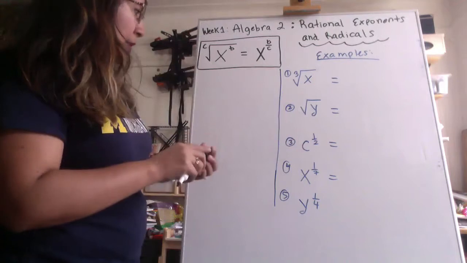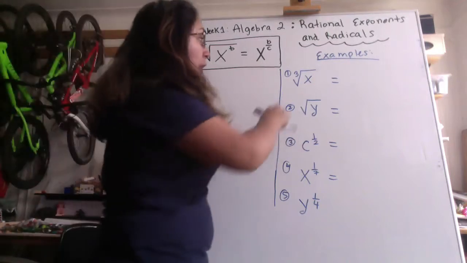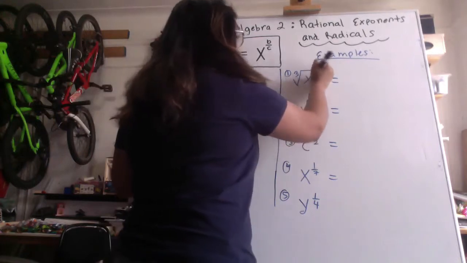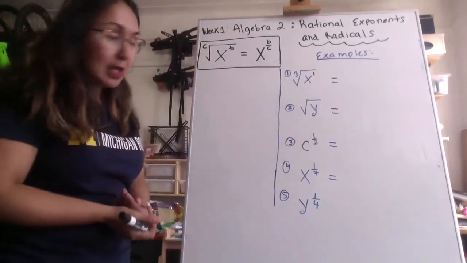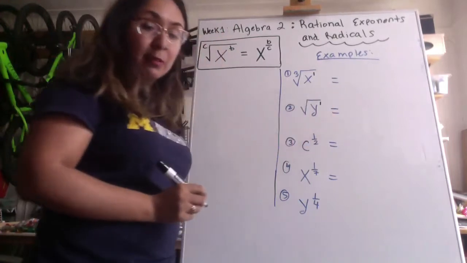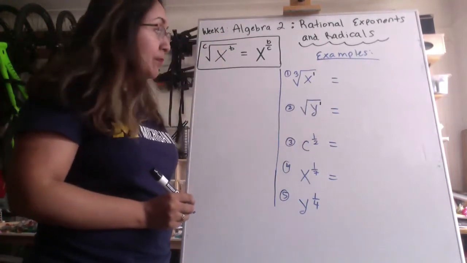So first, I'm going to just make a note here. When you don't see an exponent, the invisible exponent is 1. So I'm going to put that there, and I'm actually going to put it here as well. Y has an exponent. If you don't see it, it's 1.